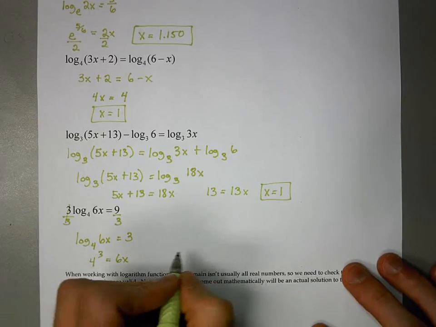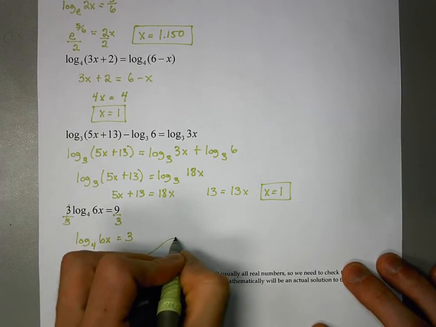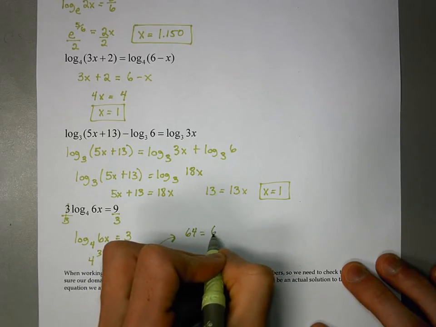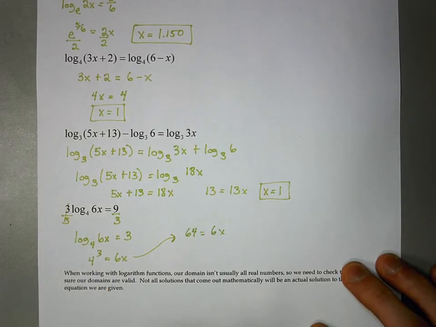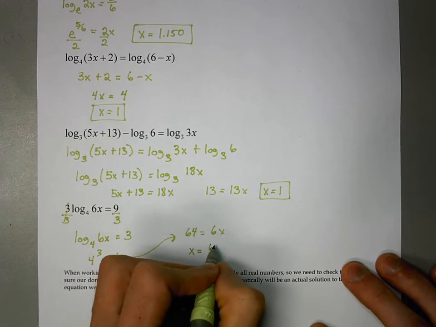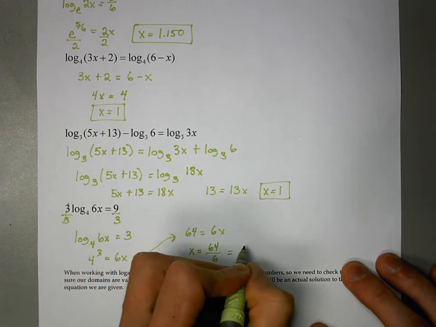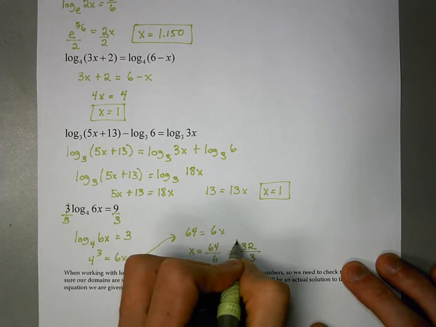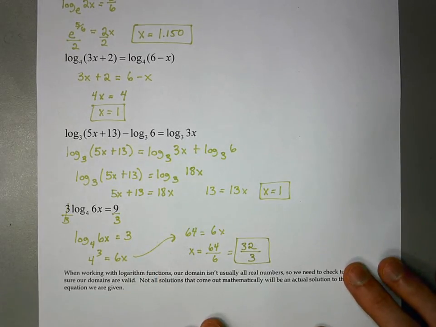4 cubed is 64, which is equal to 6x. And then finally dividing both sides by 6, x is going to give me 64 over 6, which reduces to 32 over 3.